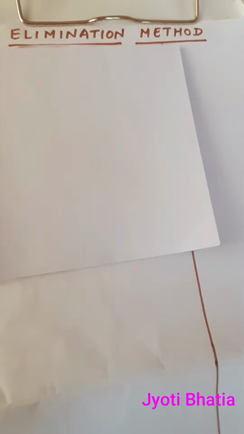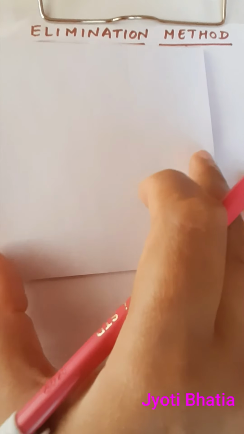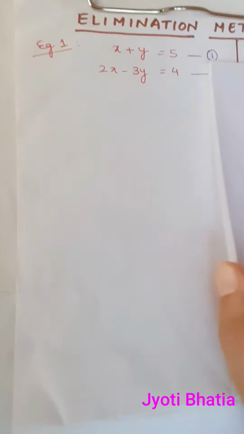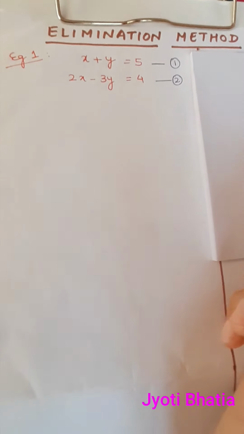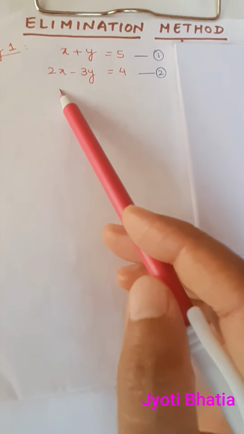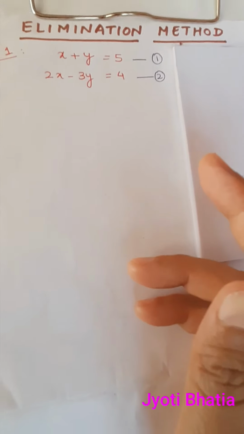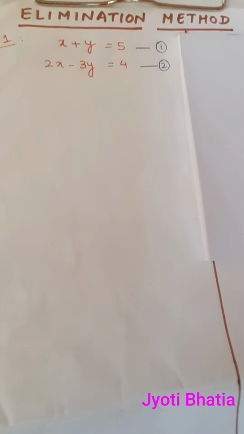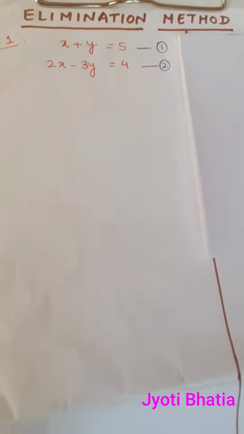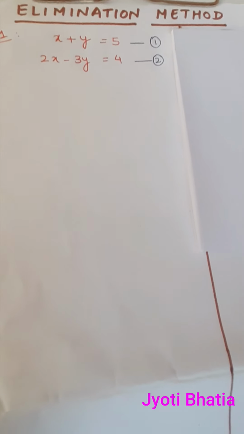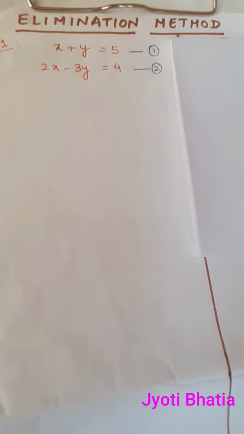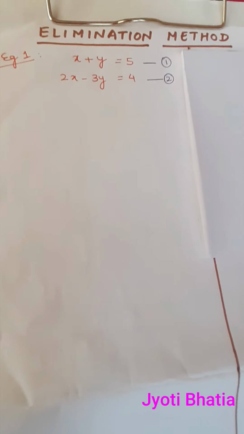So when we are solving a pair of linear equations using the elimination method, one of the two variables, that is either x or y, will be eliminated, will be removed. Let us take the first example. We have a pair of linear equations. Since we want to eliminate, first of all we need to decide whether we want to eliminate x or we want to eliminate y. Your answer will be the same no matter what you eliminate first.